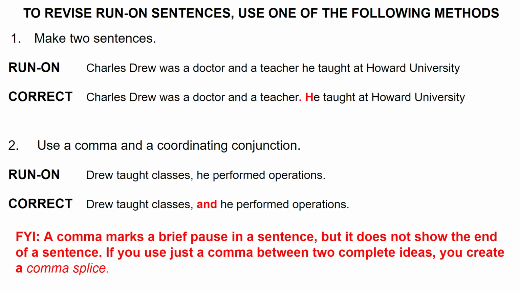Just to reiterate, a comma should mark a brief pause in the sentence, but it doesn't show the end of the sentence. If you just use a comma between two complete ideas, two ideas that could function as their own sentence, that is when you create that comma splice that we talked about.